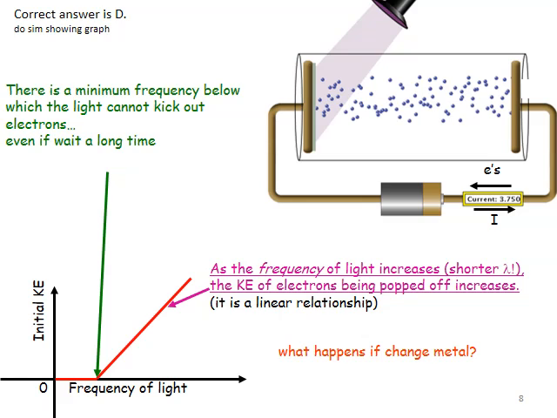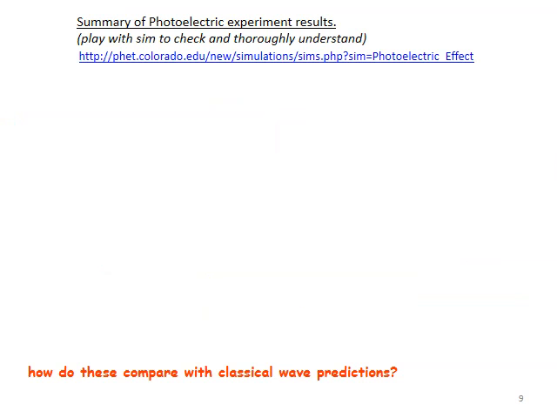The next question is, what happens if you change the metal of this plate? So you can do this experiment, so I suggest you do that. If you're using the default metal, that is sodium, I suggest you go back and do the same experiment, but change the metal and see what happens. Well, let's talk about what the results are for the experiments. If you haven't downloaded the simulation, I recommend you do it. You can play around with it, see what happens.